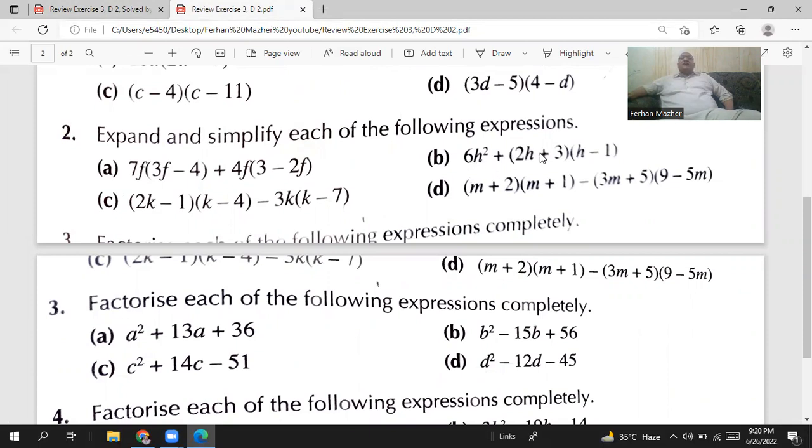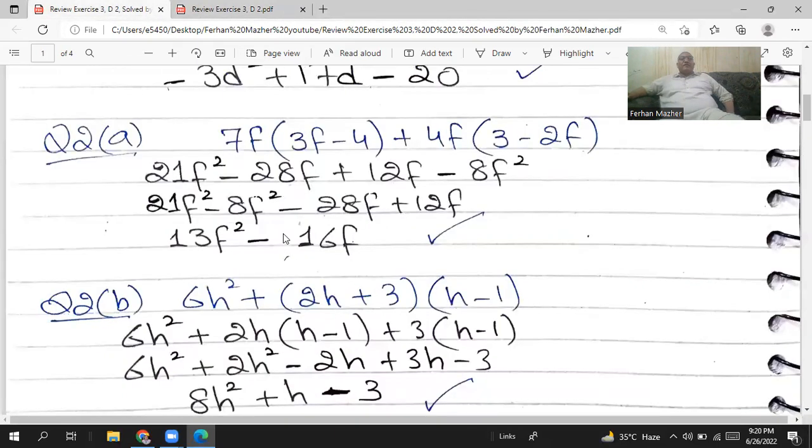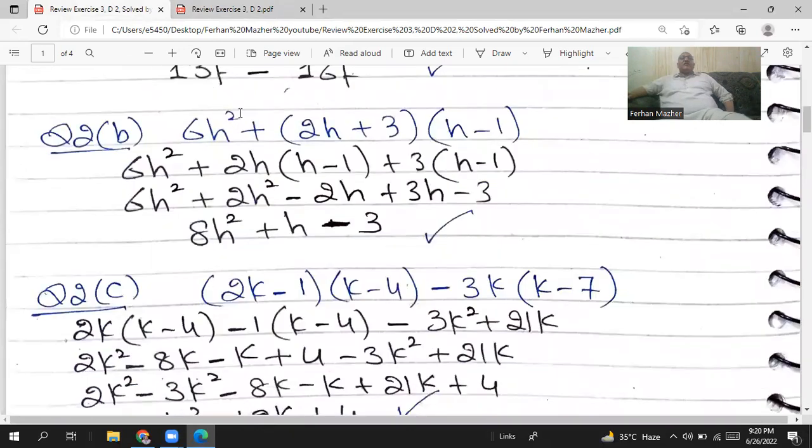6h square plus bracket 2h plus 3 bracket close bracket h minus 1 bracket close. So we will have to expand and simplify this. So this is the b part. You will have 6h square plus.